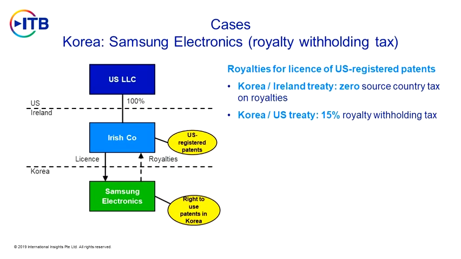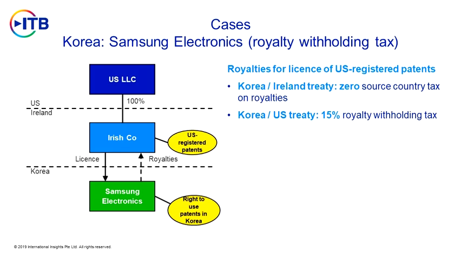Here's the relevant structure. A US LLC owned 100% of the shares in an Irish resident company. The Irish company owned various US registered patents. The Irish company licensed those patents to Samsung Electronics, a Korean resident company. The license allowed Samsung to use the patents in Korea.